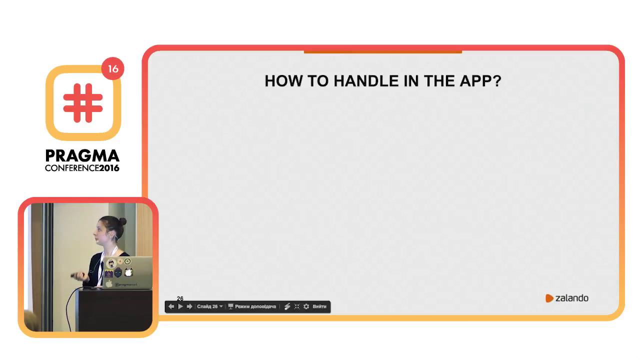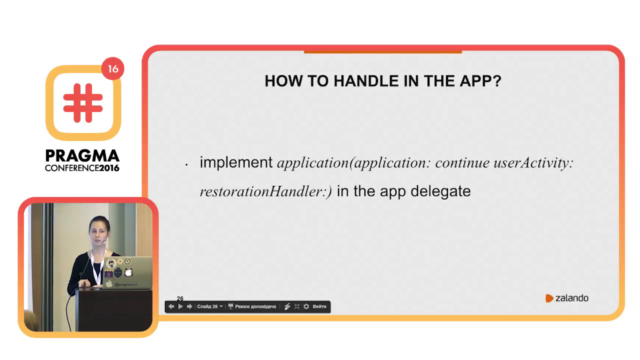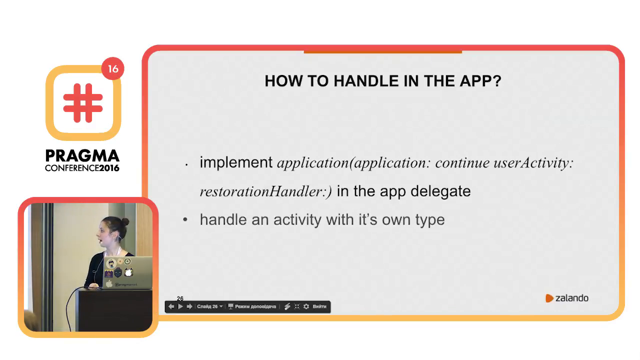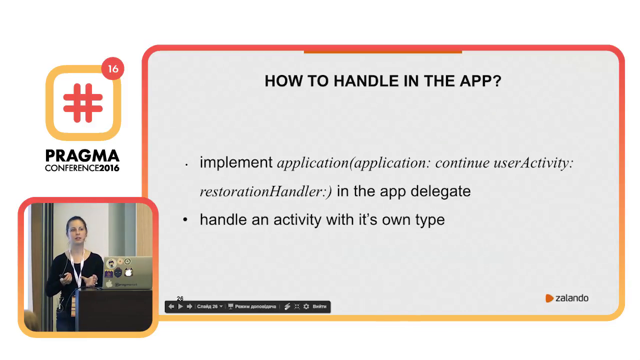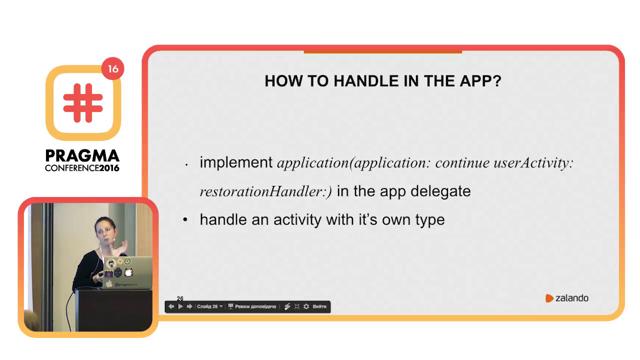So how to handle it in the app? The same way: you implement this method in the delegate and handle the activity with your own type. Basically, that's it. Then you get user info, whatever you want, and then you can open this activity on your screen. In our application, we use a so-called specific router. Then we get user information with a deep link to this specific screen, and then we parse it, and then the router decides how to go to the screen, which screen to open, push this or that screen. So it's a way how you can proceed with it later on.